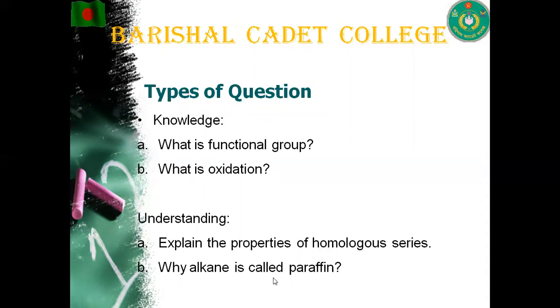Why is alkane called paraffin? Because it is inactive, it shows inertness. It does not want to react with other substances. For this reason, it is called paraffin, meaning less reactive.